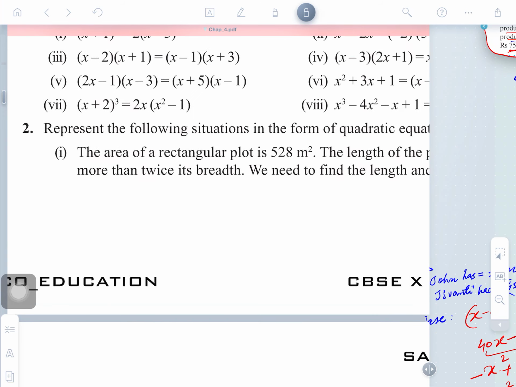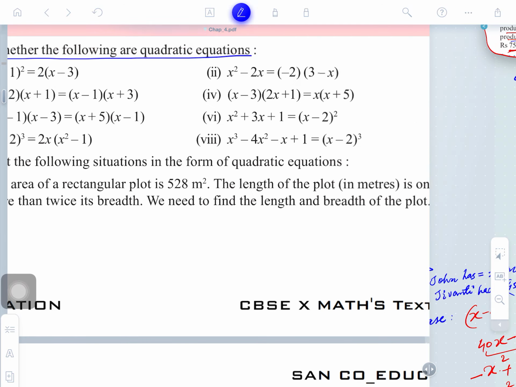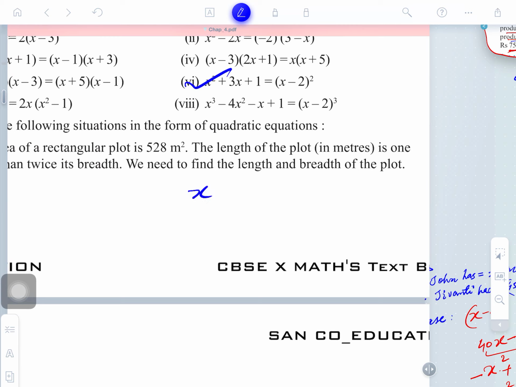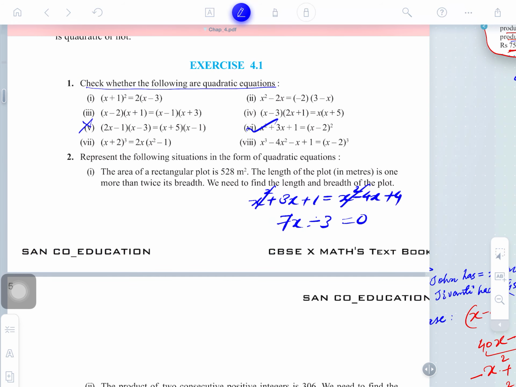In the same way you need to solve the 7th. So the 5th you will not do. Okay, can we solve the 6th question also? Of course we can solve. How can we write this down? x square plus 3x plus 1 is equal to x square plus 4x plus 4, x square cancels, transfer that, 7x, and then transfer minus 3 is equal. Is this quadratic? No, it's linear. So don't do question number 6 again.